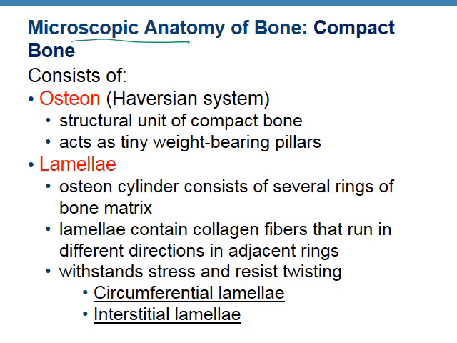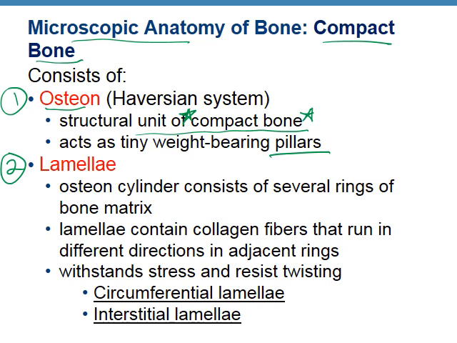So the next category of microscopic bone, we need to look at compact bone. What would happen if we took a sliver of compact bone and put it underneath the microscope? What would we see? One of the major things we would see is something called an osteon. And again, we have the same word prefix here, so osteon is going to have something to do with bone. It's a structural unit of compact bone, specifically compact bone. You will not see osteons in spongy bone. They act kind of as weight-bearing pillars or columns.